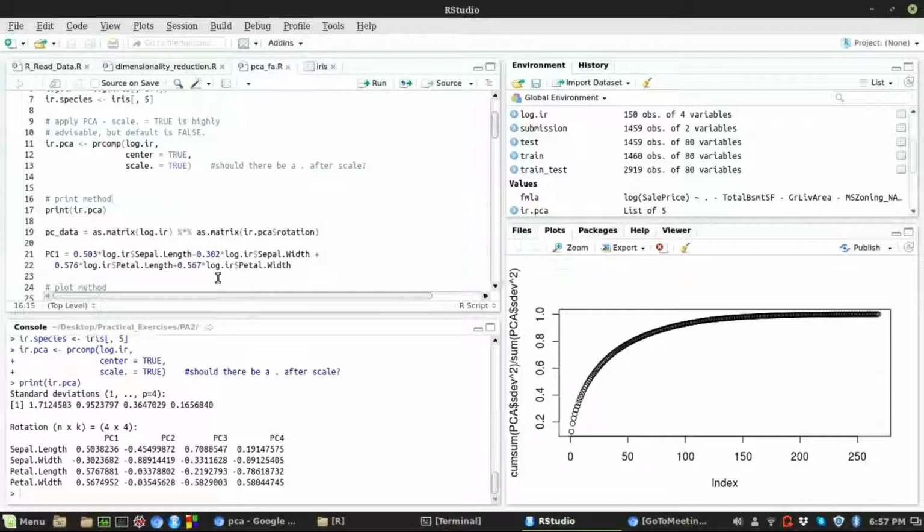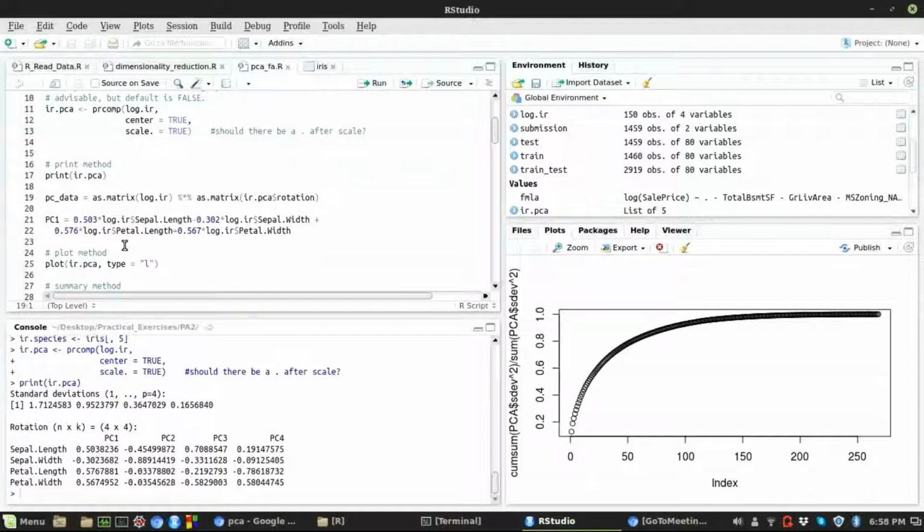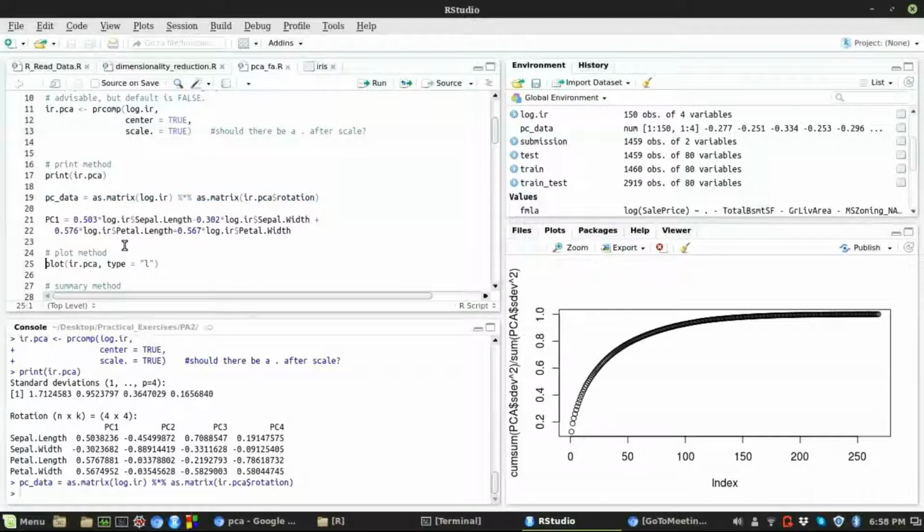Now, as I said, you can either use the predict function or you can just use matrix multiplication on the original data to get the transformed data. So PC1 is 0.503 times the sepal length, plus the other terms for sepal width and so on. That's how you get PC1.